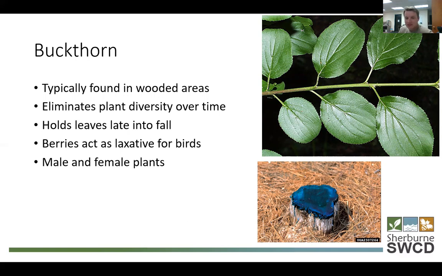It's one of the last species to lose its leaves in the fall and one of the first to get them in the spring. And because it's one of the last to lose them in the fall, it actually makes it very easy for landowners to identify it and find it and then control it. So it's a bit of a catch-22. The longer time that it's holding on to these leaves makes it better at being invasive on the landscape. However, it also makes it easier for us to find it and control it and do something about it.